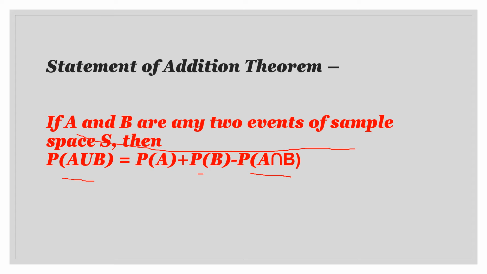It means that if we have two events A or B, then the probability of A or B is equal to the probability of A plus the probability of B minus the probability of A intersection B. This is the statement. Now we will prove it.